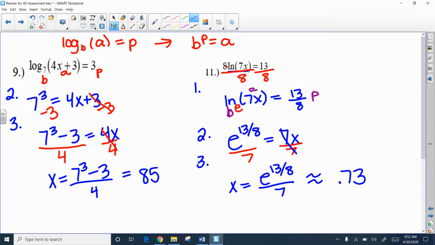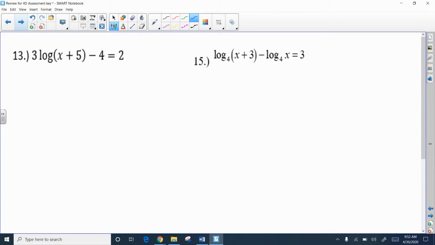All right, we got a couple more logarithmic ones. So 13, we have 3 log of x plus 5 minus 4 equals 2. So step 1 is to isolate. Again, we're trying to get the log part by itself. So I have to isolate this first. I would add 4 first. Make sure you add or subtract before you divide by that 3. So we have 3 log of x plus 5 equals 6. Then I have to divide by the 3.